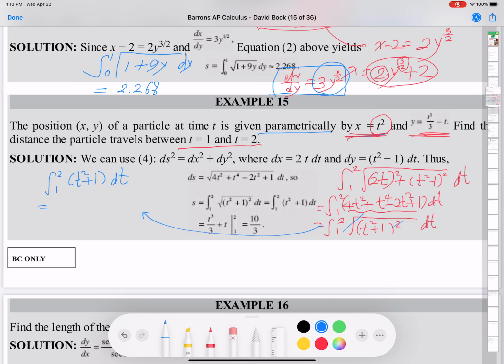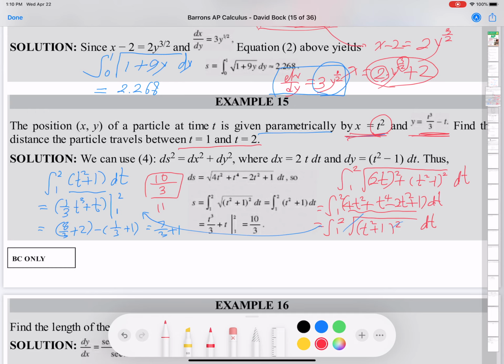We can find the integral of this part, right? So n is 2, so 1/3 t cubed plus t from 1 to 2. Plug in the top number, and minus plug in the bottom number. Okay, so 8/3 plus 2 minus 1/3 plus 1. It is 7/3 plus 1. So your final answer is what? 10/3. This is the final answer.